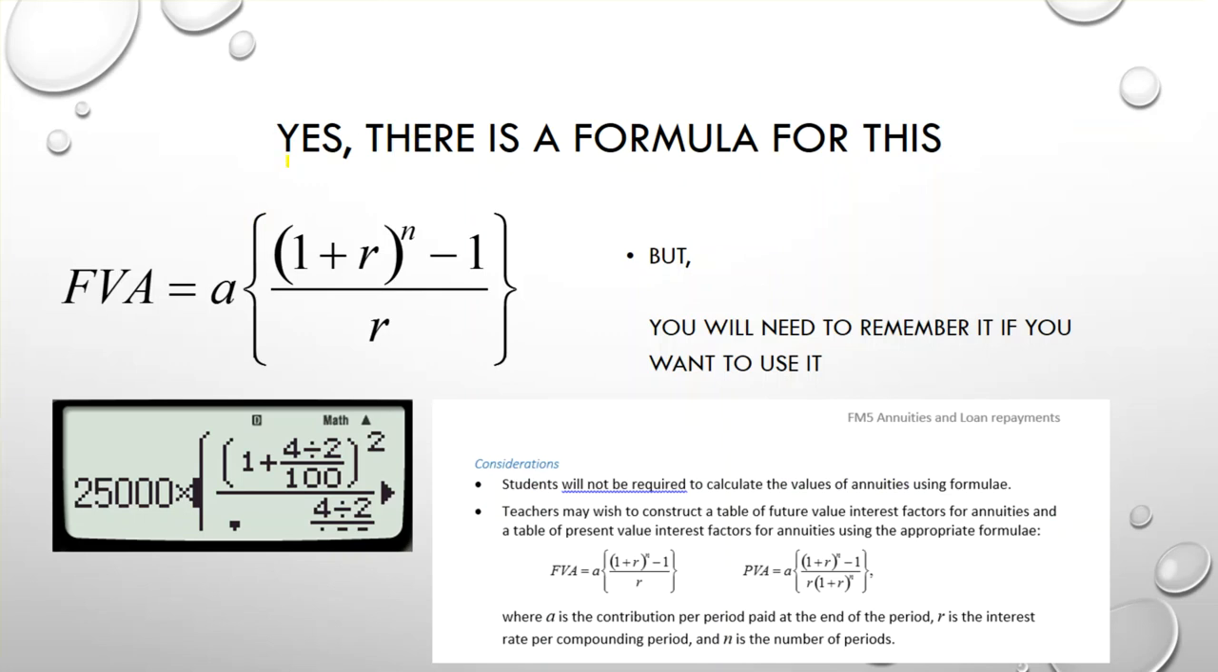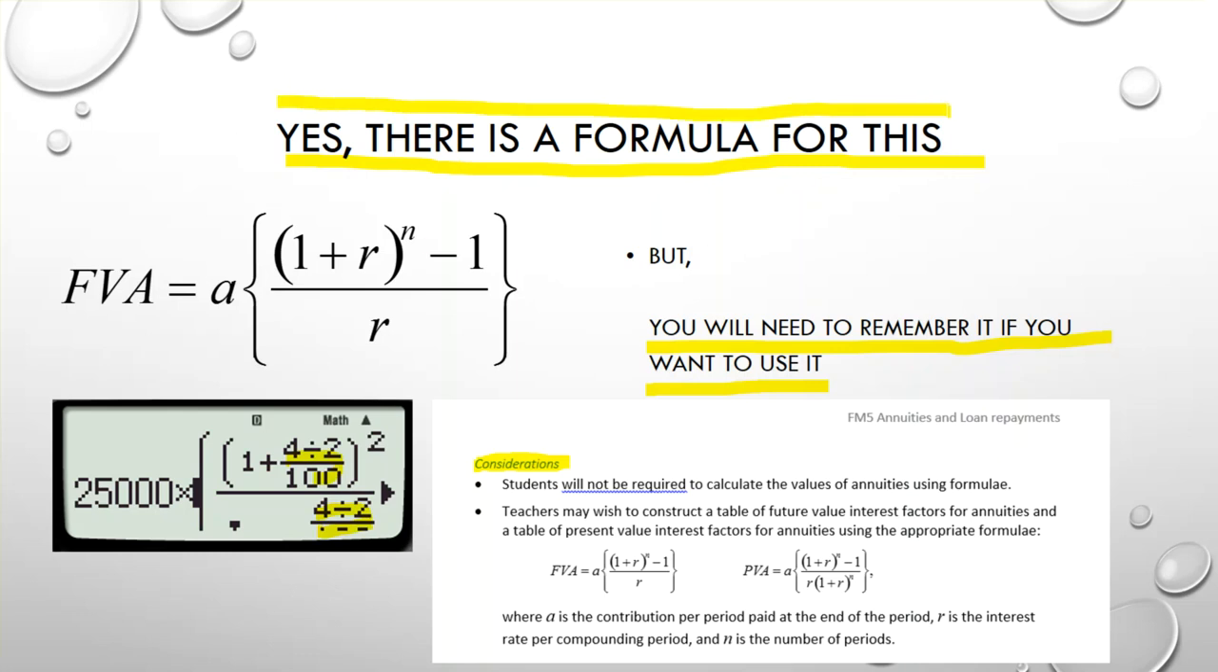We can also do these with a formula. But if you do it using a formula, you will need to remember the formula. It's just a consideration in the syllabus, it's not compulsory. So you'll need to type it in like this. So A is the 25,000, 1 plus R, where R is 4 divided by 2, divided by 100, and that goes here and here. So yes, there is a formula for it, but it's much easier to use the table.